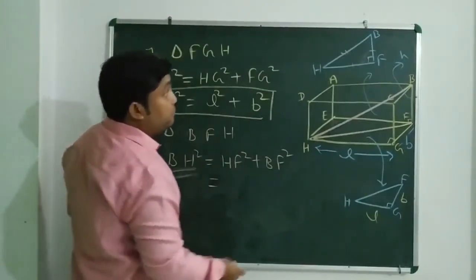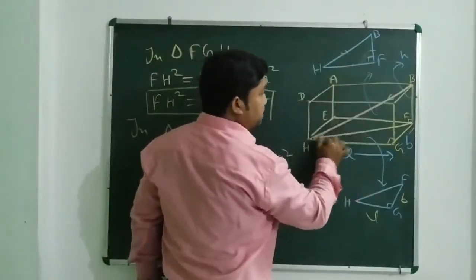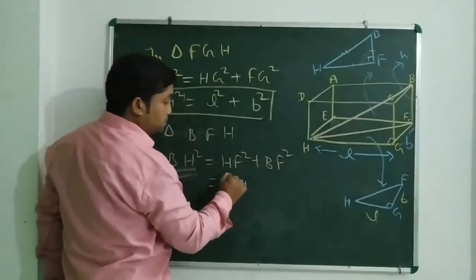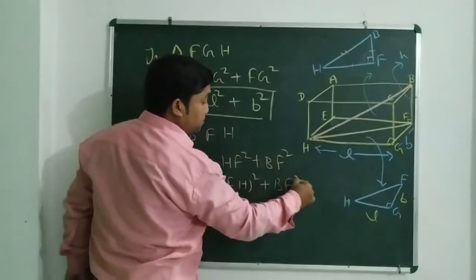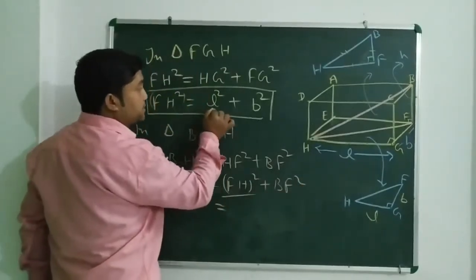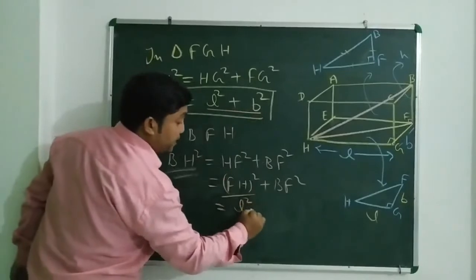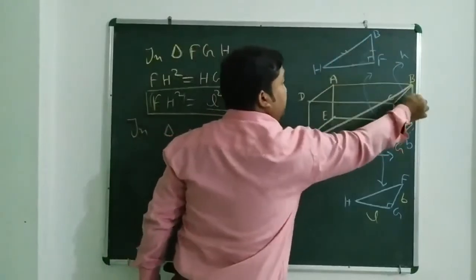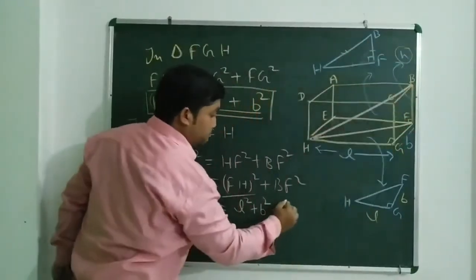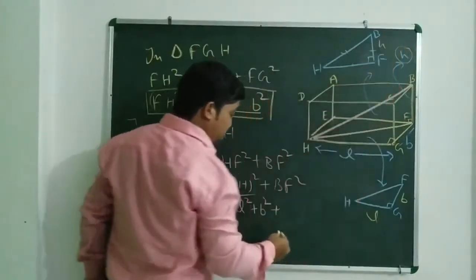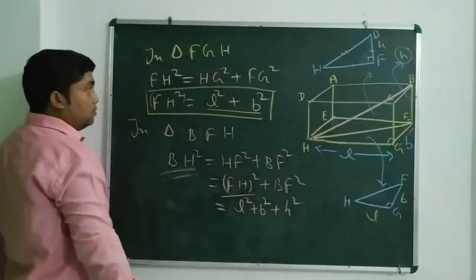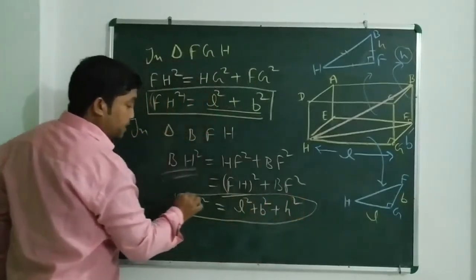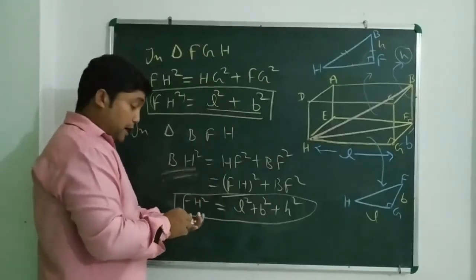Okay, what is HF? This one is the HF, which we have already found. So FH square plus BF square. What is the value of FH square? It is L square plus B square. What is the BF? It means that this one is the height. BF is equal to height, so the height square. So BH square is equal to length square plus breadth square plus height square.